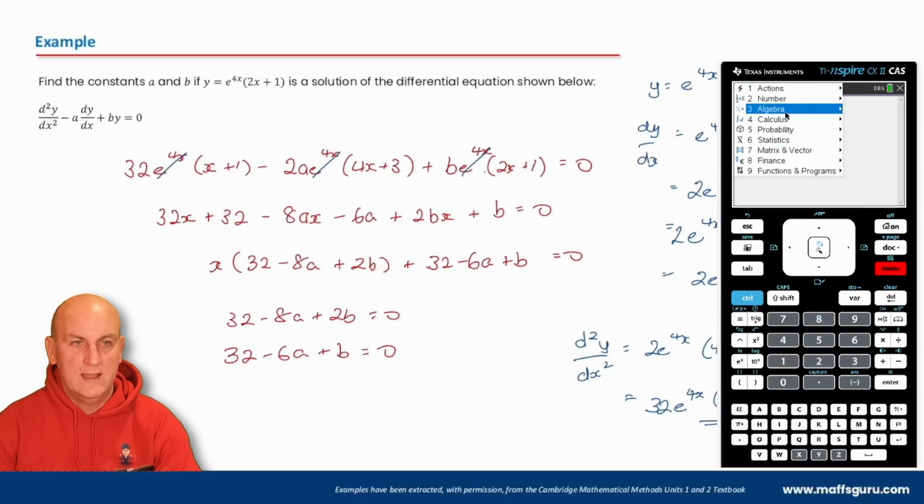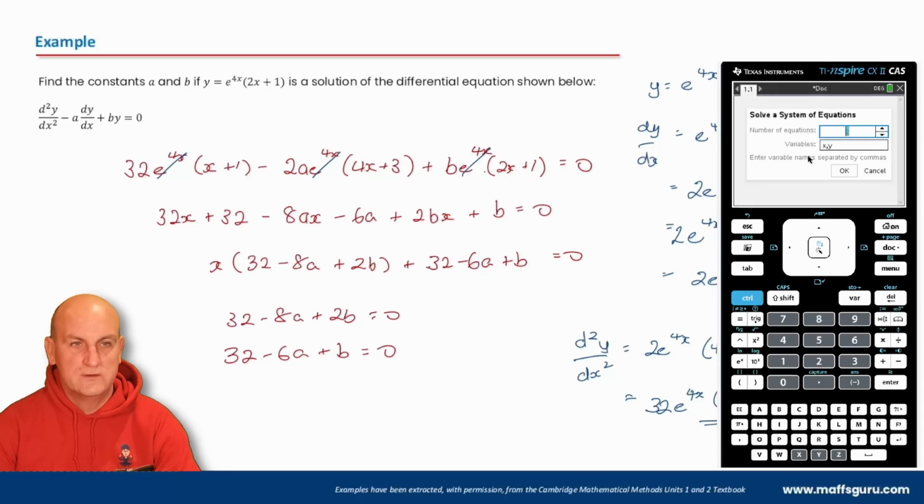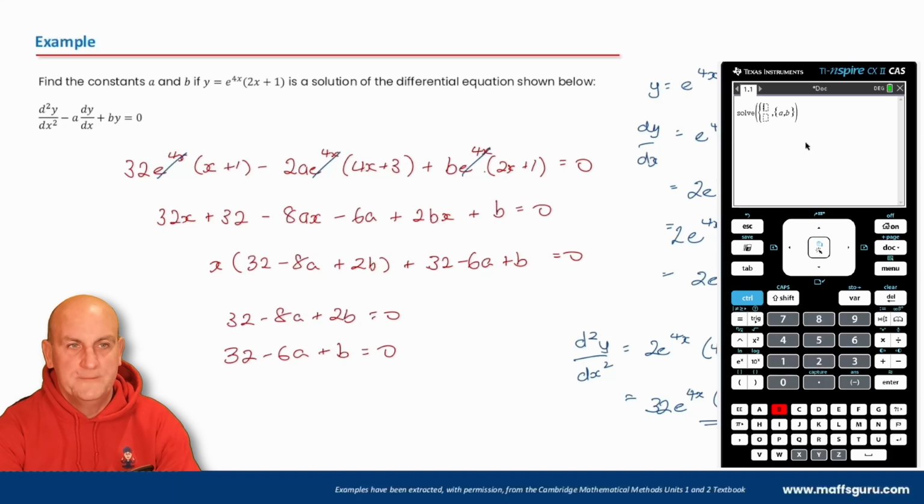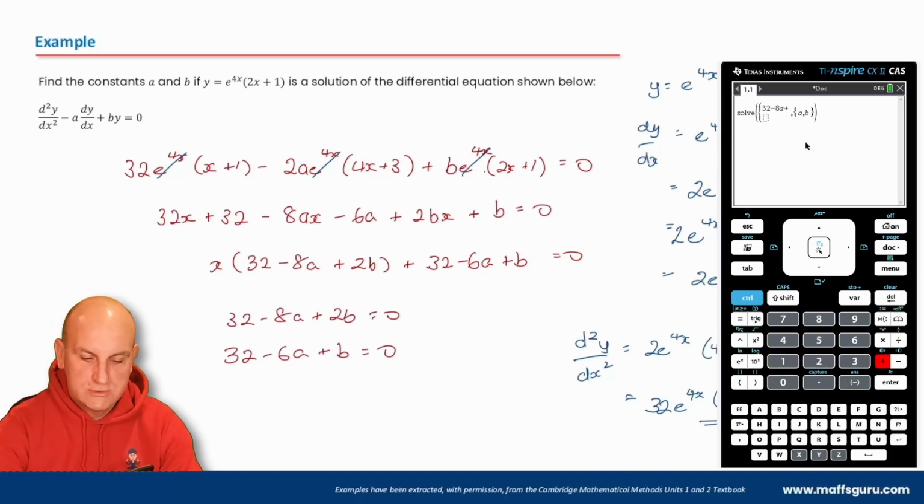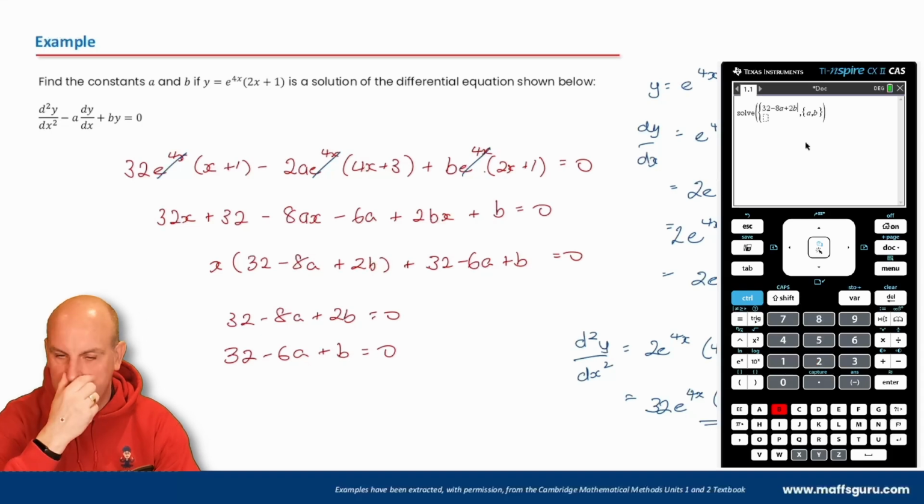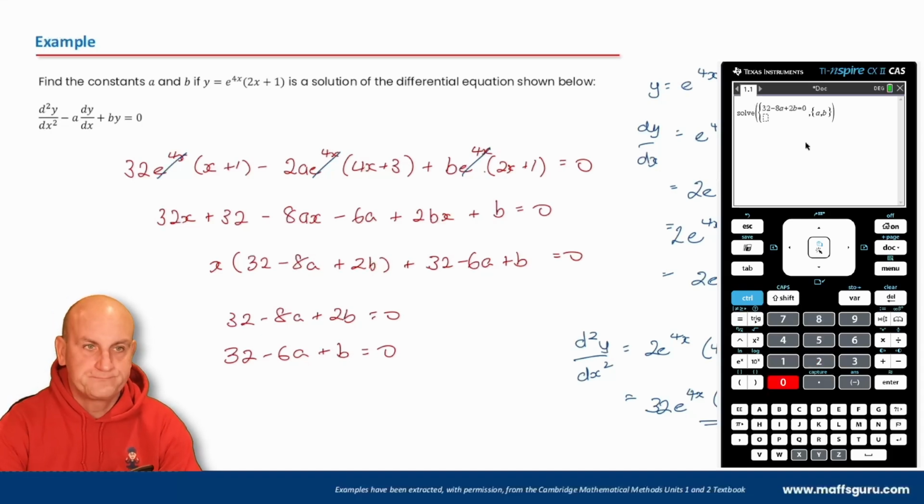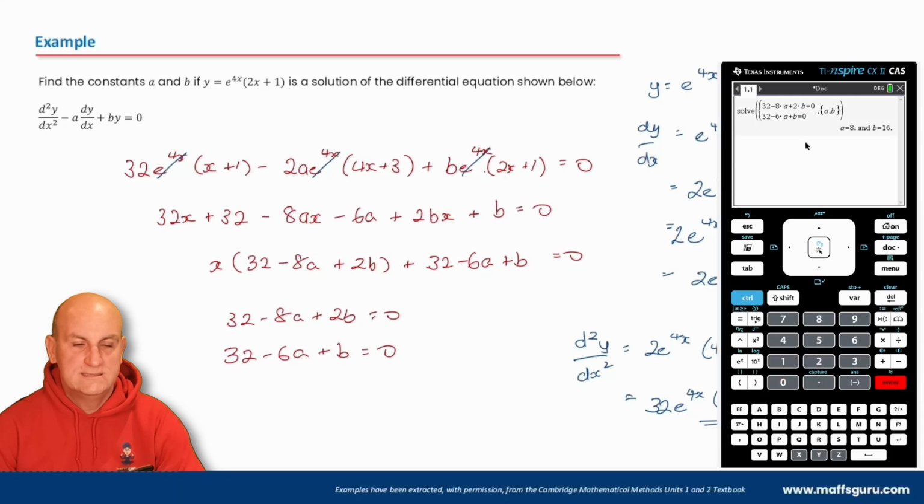So I'm going to go menu, algebra, solve system of equations, 2 equations, with a comma b in this one here. Put in my equations, 32 minus 8a plus 2b equals 0, and 32 minus 6a plus b is also equal to 0. Hit enter and I get a is 8 and b is 16.